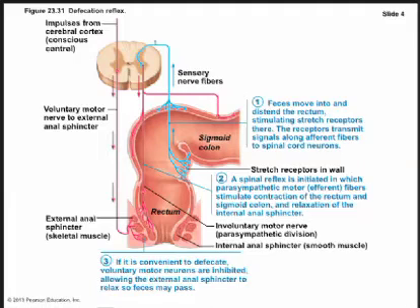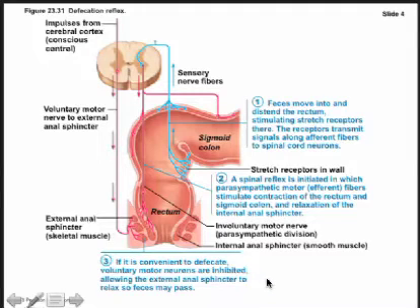Okay, so you can see here where the external anal sphincter is located. You can see the innervation here. This is skeletal muscle. Okay, so this is coming down from the brain. The internal anal sphincter here is innervated primarily by parasympathetic neurons, and this is smooth muscle. Okay, so internal anal sphincter and external anal sphincter, and then the feces is able to pass.